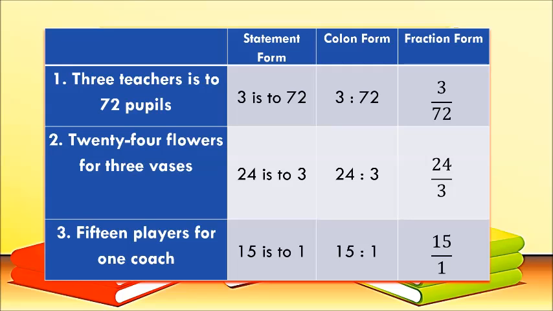Number 2, we compare the number of flowers to the number of vases. So that is a comparison of two different objects. So again, that is ratio. Number 3, we are comparing players to coach. What are we comparing there? How many players do we have? We have 15. How many coach? We have 1. So that is already a comparison, an example of a ratio. You got it, kids? Okay, let's proceed.